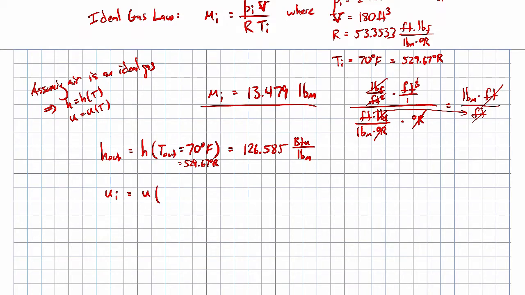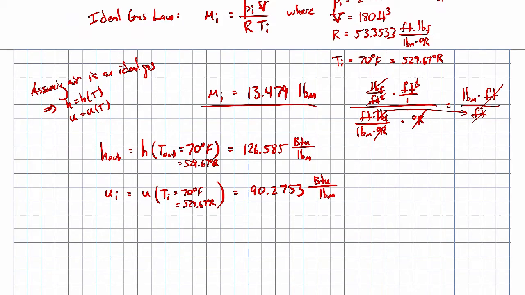Initially, our tank is at a temperature of 70 degrees Fahrenheit. Again, 529.67 degrees Rankine. We know for an ideal gas, it's only a function of temperature, so we can use the ideal gas table. And I did that again using the back of your textbook with a little interpolation. Comes out to 90.2753 BTU. That's a British thermal unit. That's a unit of energy per pound mass.